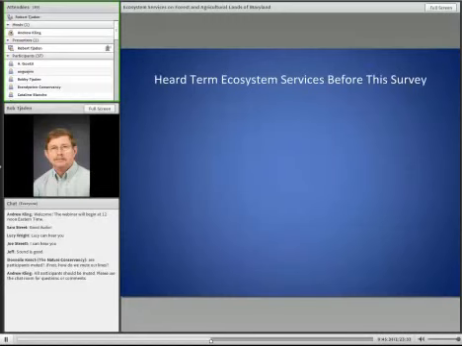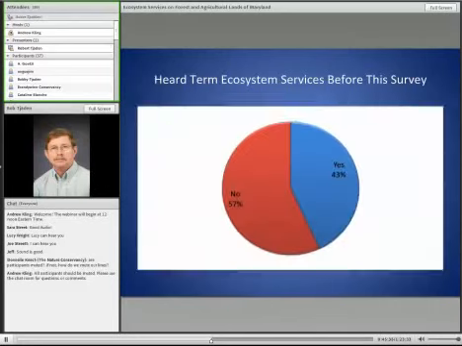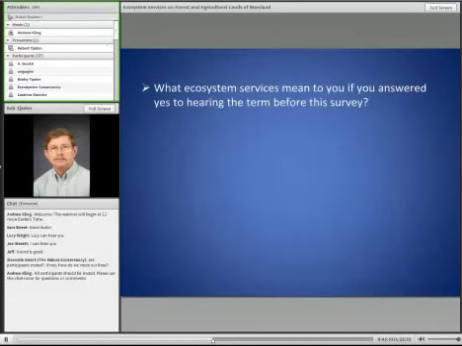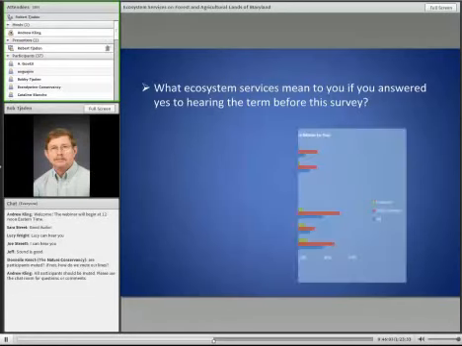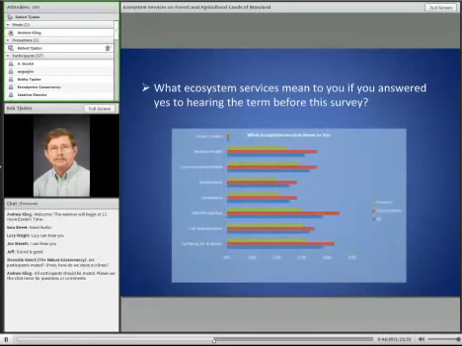And then those that did answer yes, that they've heard the term ecosystem services, we asked them, well, what does this term mean to you? And we had a host, I think here we had 2, 4, 6, 8 different ecosystem services. So those that said they've heard the term before this survey, we said, okay, tell us what ecosystem services mean to you. And as you can see here, flood control was one of the least, with the most popular being wildlife habitat and purifying air and water.